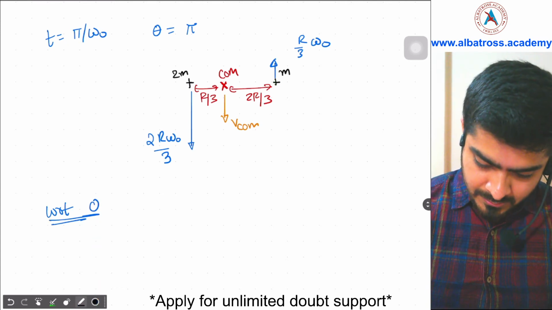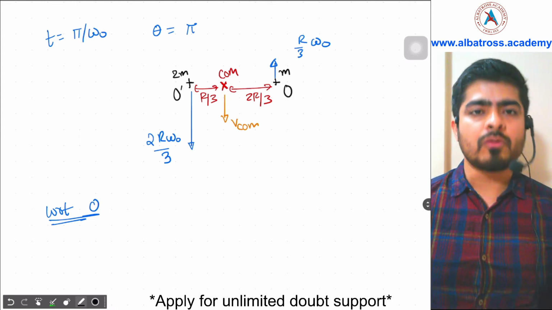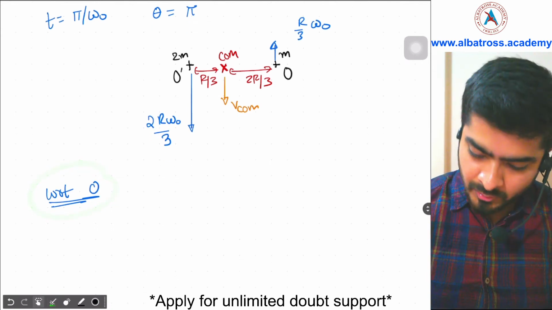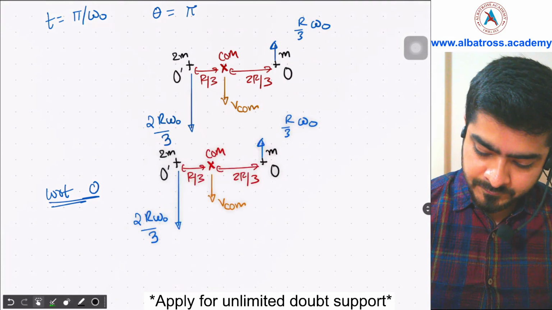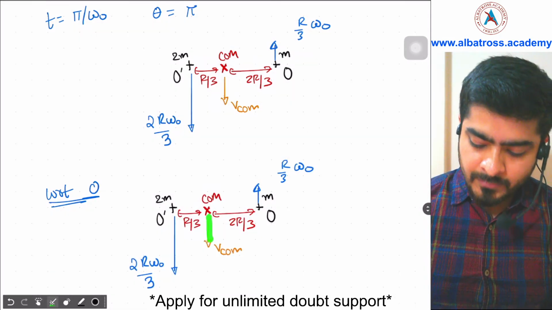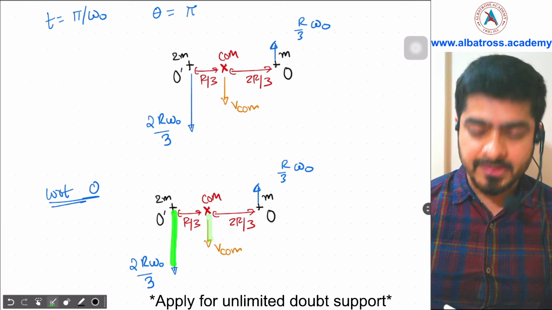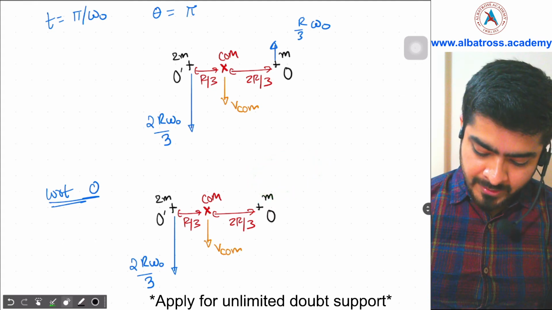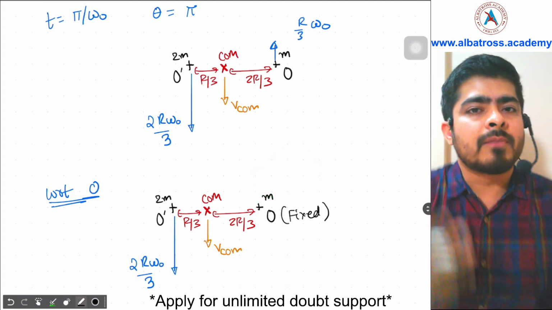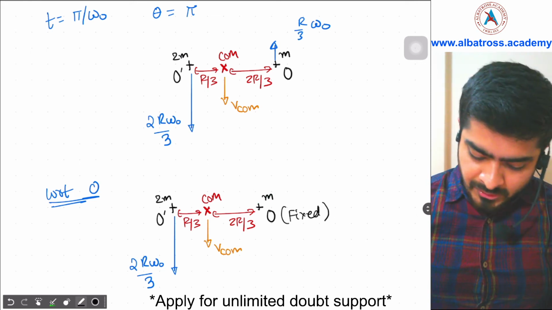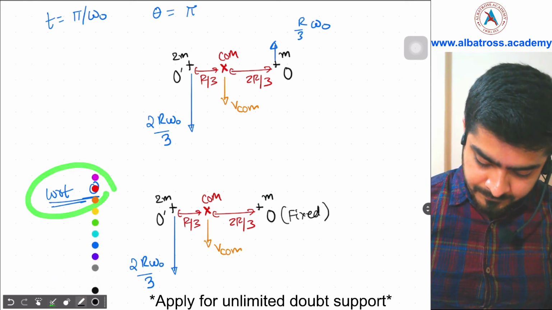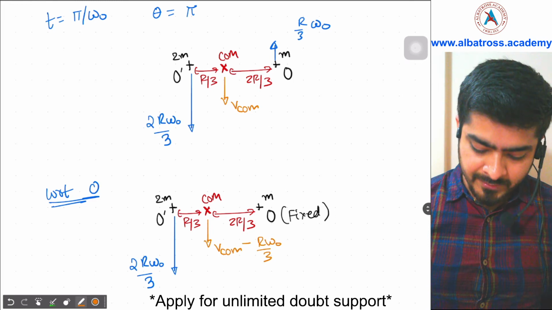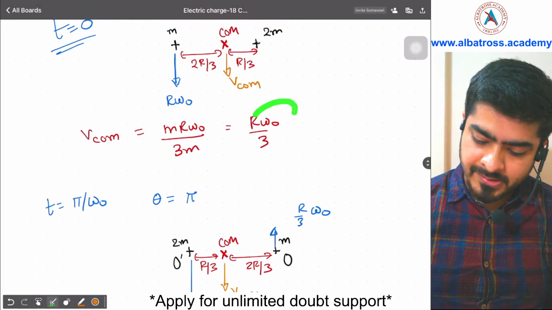Okay, this is your point O dash and this is the point O at the moment. So with respect to O, what are the velocities at t equal to pi by omega naught? We just copy everything over here, and from the center of mass velocity we subtract r by 3 omega naught. With respect to O, O itself will be at rest. This is now fixed, because this is the reference frame. And the velocity of COM with respect to O will now become VCOM minus R omega naught by 3. But VCOM itself is equal to R omega naught by 3.